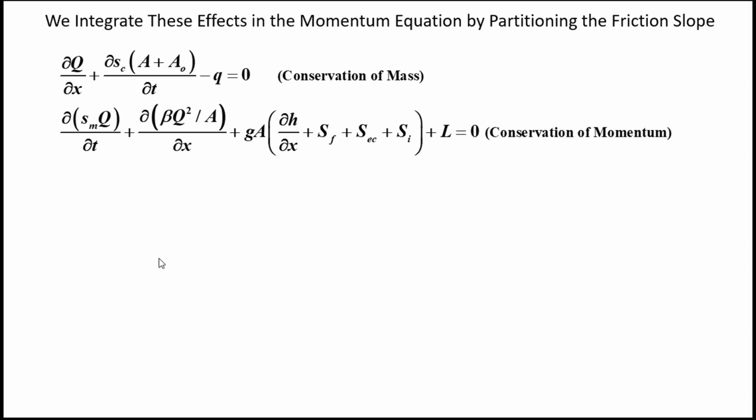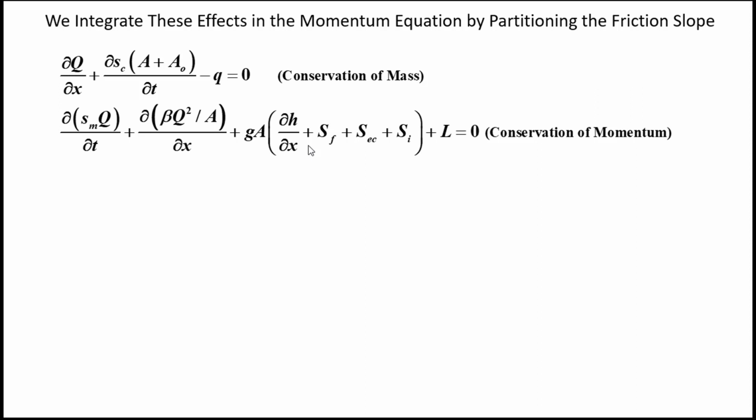This is what RAS solves. Right, these are the shallow water flow equations. We have two unknowns, flow and area, and so we have two equations, the conservation of mass and the conservation of momentum. And so in the conservation of momentum equation, the way that we figure out how much energy is transferred from the fluid to the solid is in these terms. These are the loss terms. We have the expansion contraction loss term and what we call the friction slope. The friction slope is just the slope of the energy grade line.